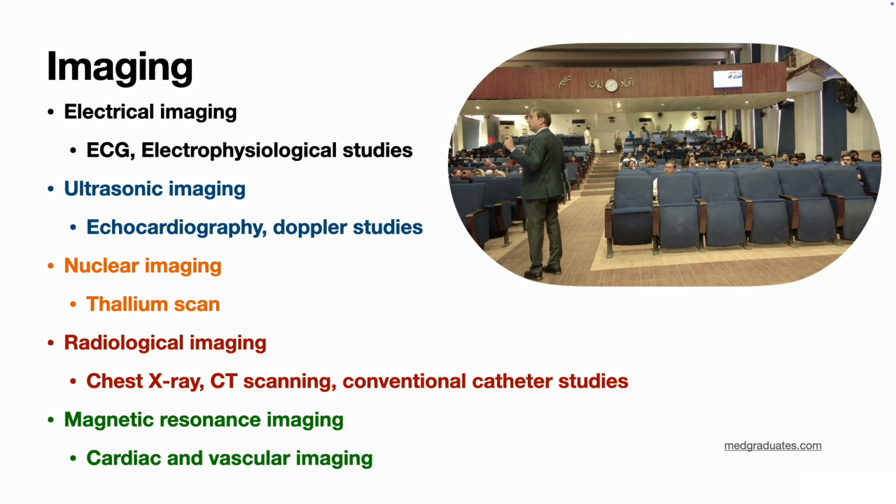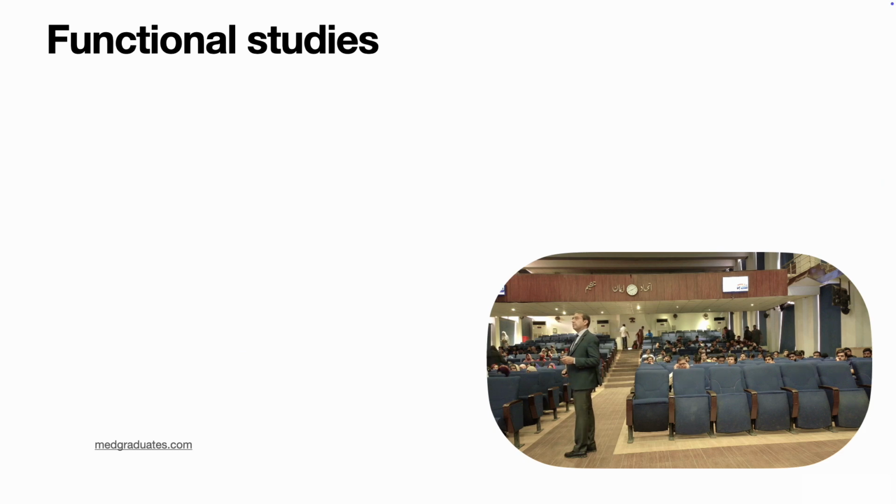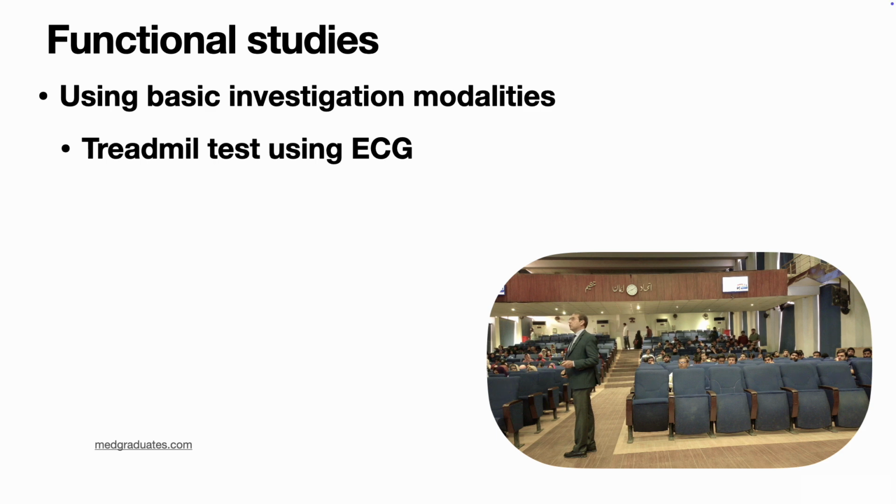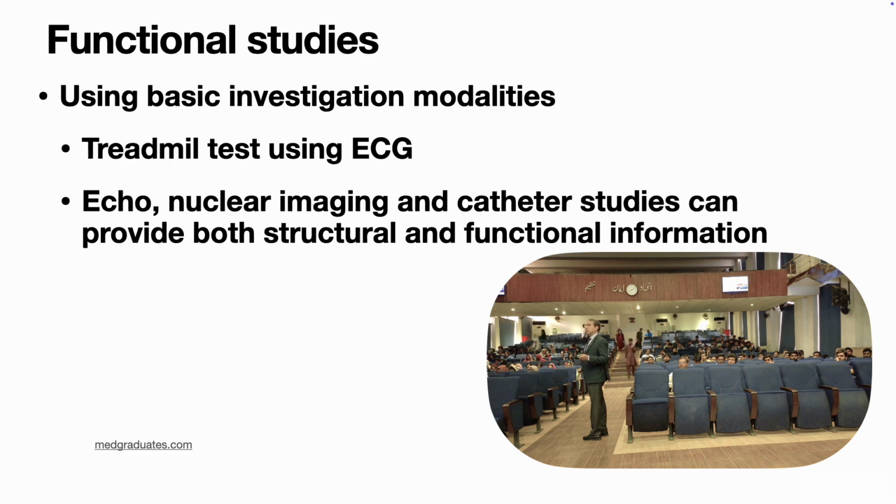Functional imaging is actually done by using these tests and deriving information about the function of the heart and how the heart is functioning using basic investigation modalities. For example, treadmill testing uses ECG. The treadmill tests the functional capacity of the heart, but it uses a basic imaging modality like ECG. Similarly, echocardiography, nuclear imaging, and catheter studies can give both structural and functional information.